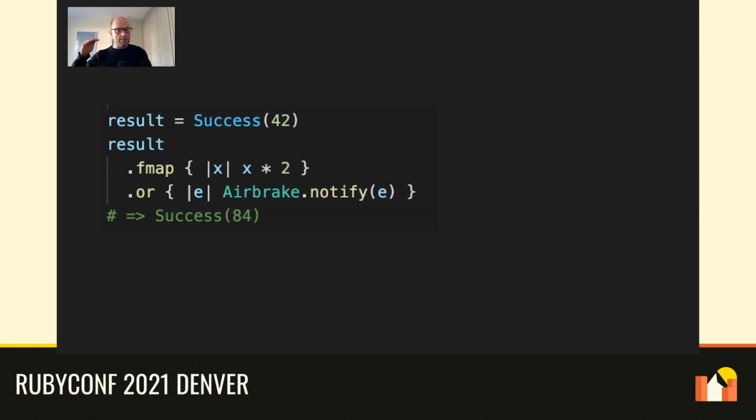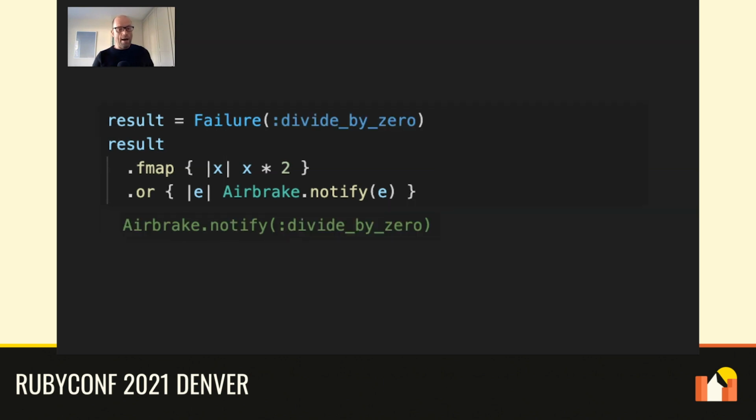And then the OR is going to execute. Now it's going to see that it's a success and just let it straight on through. So the airbreak.notify will not be triggered. What happens in the other case of a failure? Yes, you guessed it, the fmap block will not be executed and the OR block will be executed.